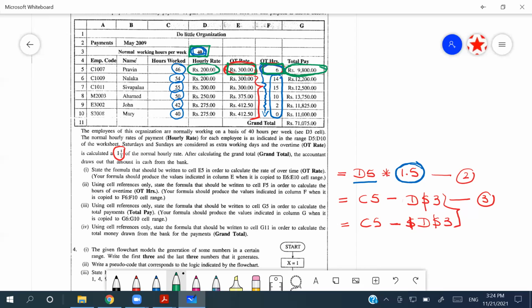So as you can see, this 9,800 has happened from 200 into 40 plus 300 into 6, right? So this gives you 8,000. This gives you 1,800. That is how 9,800 happens, right? So that should be there in your answer. And yes, it says using cell references only. So how are we going to do this?